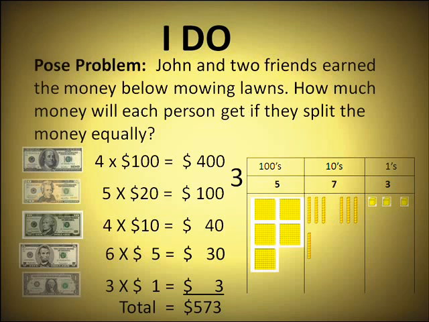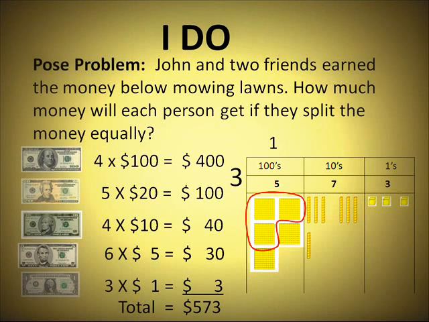Now to the left of the hundreds, you see the big number 3, and that represents John and his two friends. Now we take each individual place value and we start with the hundreds, and we put 5 flats in the hundreds representing 500. In the tens we have 7, so we put 7 rods indicating 70, and in the ones place we put 3 cubes indicating 3 ones.